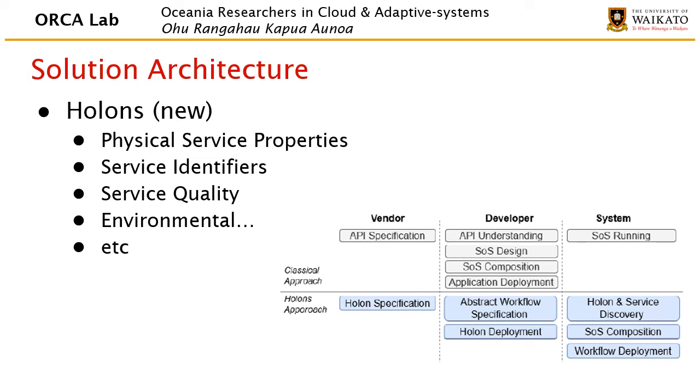However, here I've included a diagram taken from the paper itself, which compares how a Holon would be specified or described at each level, at the vendor, developer, and system level, versus a classical approach. So here we have a Holon specification equating to API specification, Holon deployment to application deployment, Holon service to system or service running. Yeah.